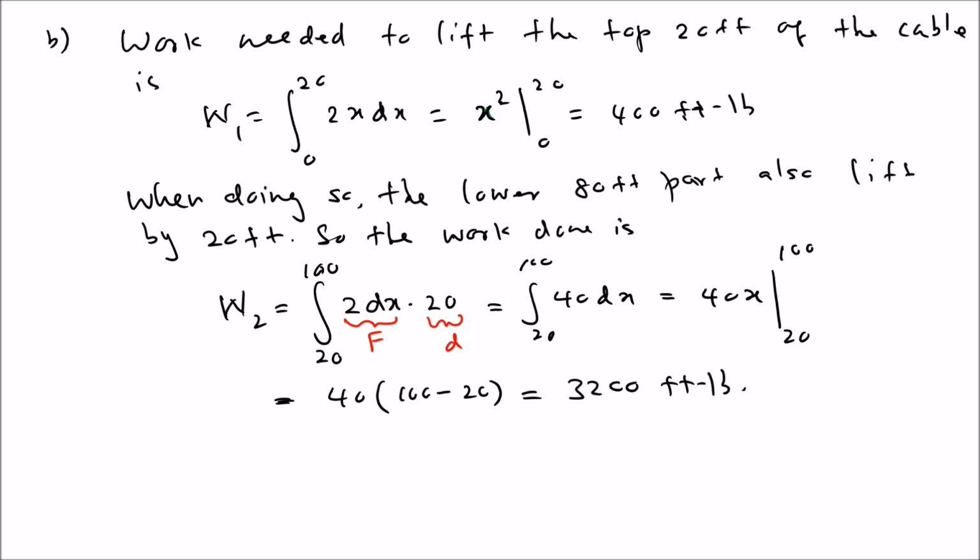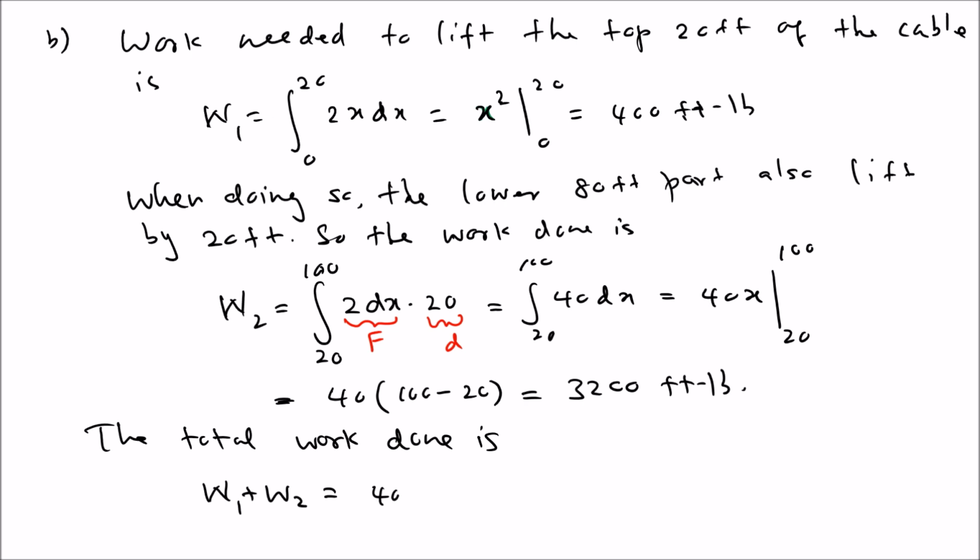Now the total work done is the sum of the two. So the total work done is W1 plus W2. You can consider this as two different pieces, because in the first piece the distance traveled is different from piece to piece, but for the second part, the whole part goes 20 feet up. So it's the same for it. That's why we did it in a different way.